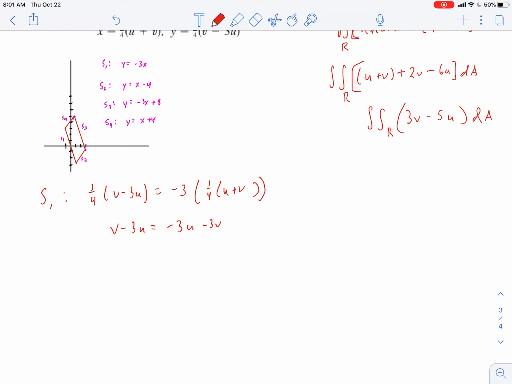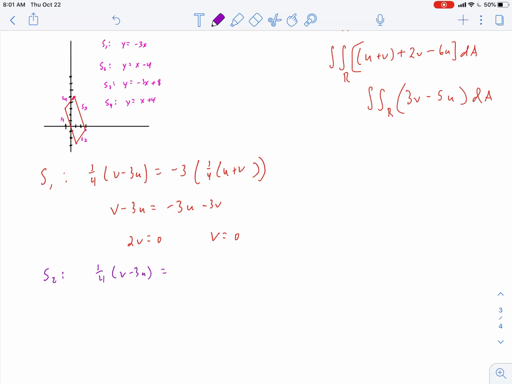Do the same thing. We're going to plug into y = x - 4. So 1/4 (v - 3u) is equal to, in this case, 1/4 (u + v) - 4. Again, multiply both sides by 4. I get v - 3u = u + v - 16, because I have to multiply everything by 4. All right, in this case, the v's are going to cancel out.